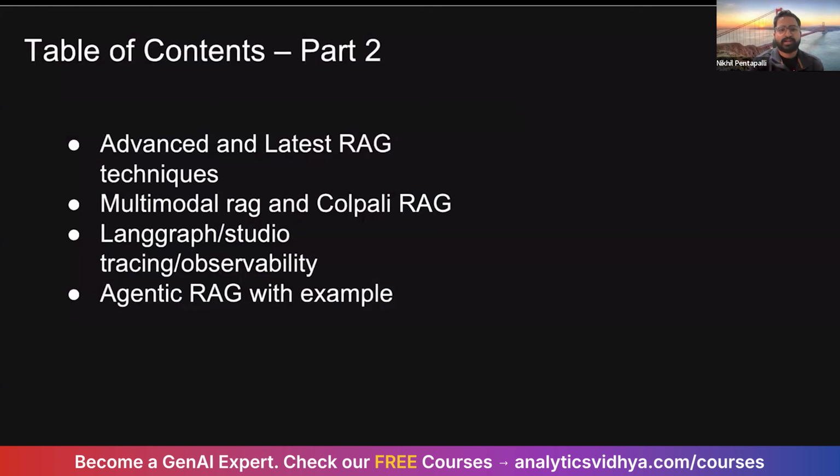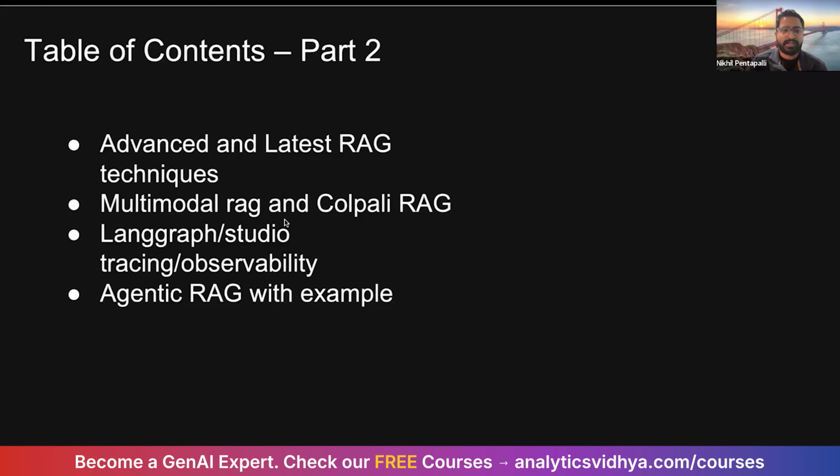We'll be covering advanced and latest RAG techniques that we can use, and a recent paper that came out called ColPali, and we can build RAG based on that as well. Then we will discuss LangGraph or LangChain Studio, where we can do some simple agent building and then tracing and observability. And then we will go through agentic RAG with an example, which is building a GPT Researcher example. I'll walk you through these things today. But yeah, let's get started. This is going to be exciting.